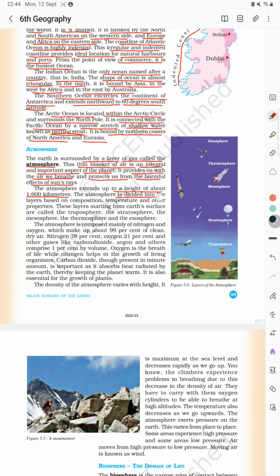The atmosphere is divided into 5 layers based on the composition, temperature, and other properties. These layers, starting from Earth's surface, are called troposphere, stratosphere, then mesosphere, thermosphere, and exosphere. So this is 1600 kilometers. Okay, starting from the troposphere, stratosphere, mesosphere, thermosphere, and exosphere.